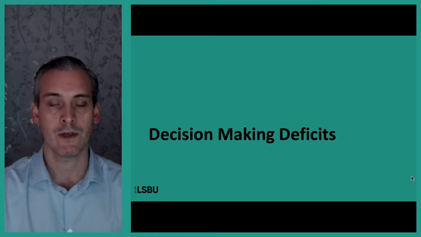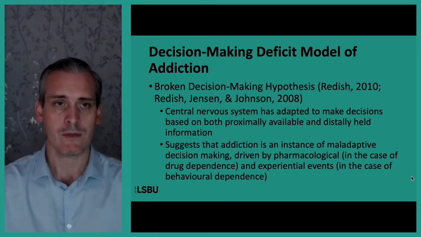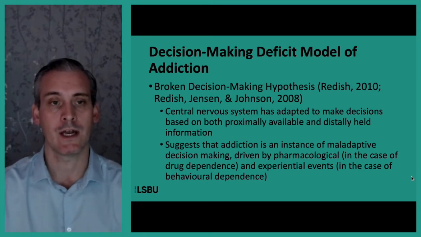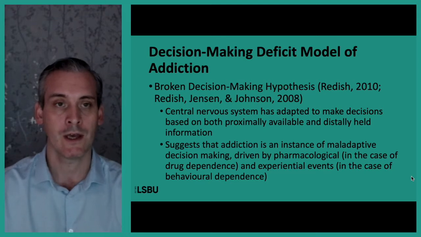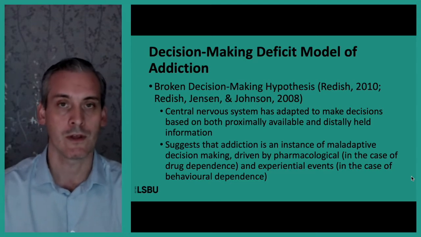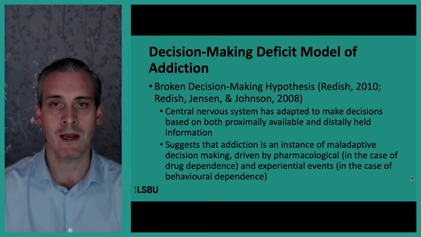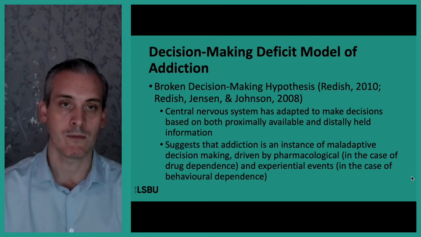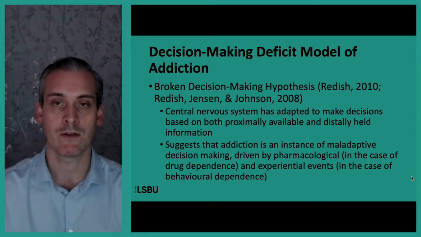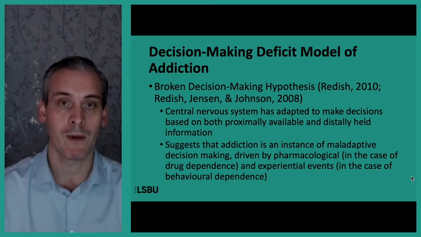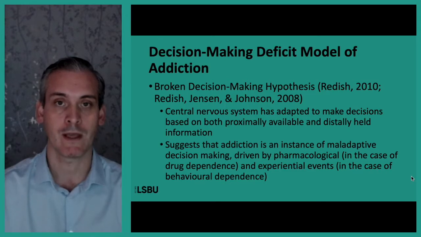So first on to decision-making deficits. A paper published in 2008 by Redish, Jensen and Johnson postulates what I refer to as the broken decision-making hypothesis of addictive behaviour. And really what this means is that there are many ways in which we can make decisions, so the various cognitive mechanisms that are used to inform decision-making are complex. It's obviously not just as straightforward as making conscious decisions.